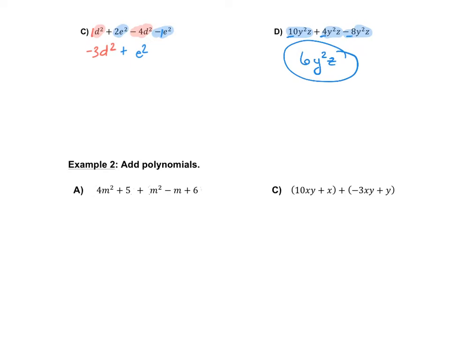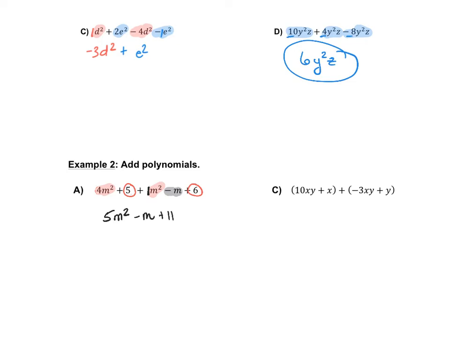And now I'm really just looking for those like terms again. So I've got 4m squared goes with the m squared. I went to the highest degree first. So I have 4m squared plus 1m squared, which is 5m squared. Next, I'm looking for m with no exponent, really a power of 1. So minus m. And then lastly, I have my constants 5 and positive 6, so that's plus 11.